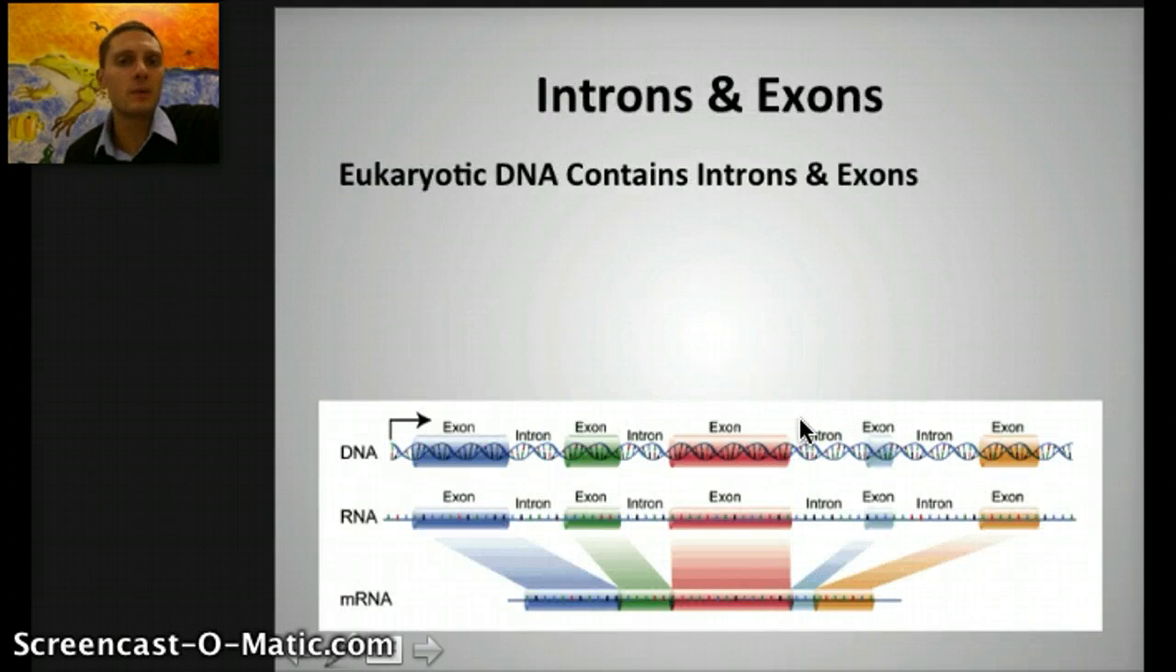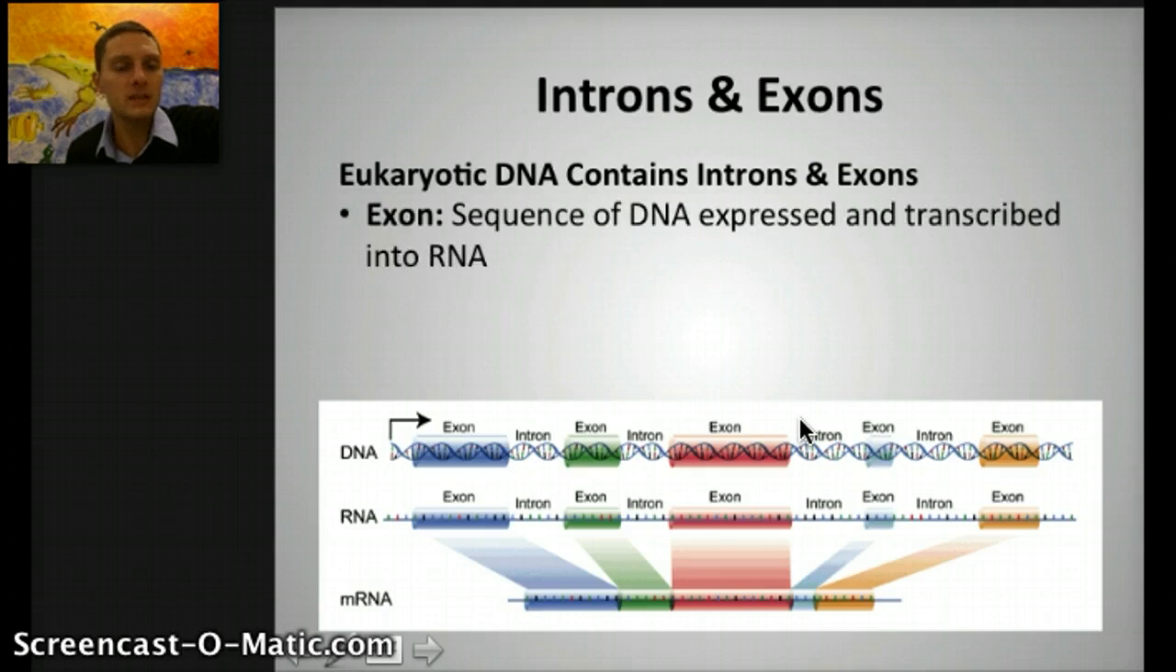Another part of DNA that we want to take a quick look at is introns and exons. For our purposes in our class, you basically need to know that they exist and kind of what they are. There are some really interesting new discoveries and scientific research going into introns and exons. Basically, an exon is a sequence of DNA that's actually expressed and transcribed into RNA. And that RNA is then used to actually make the protein.